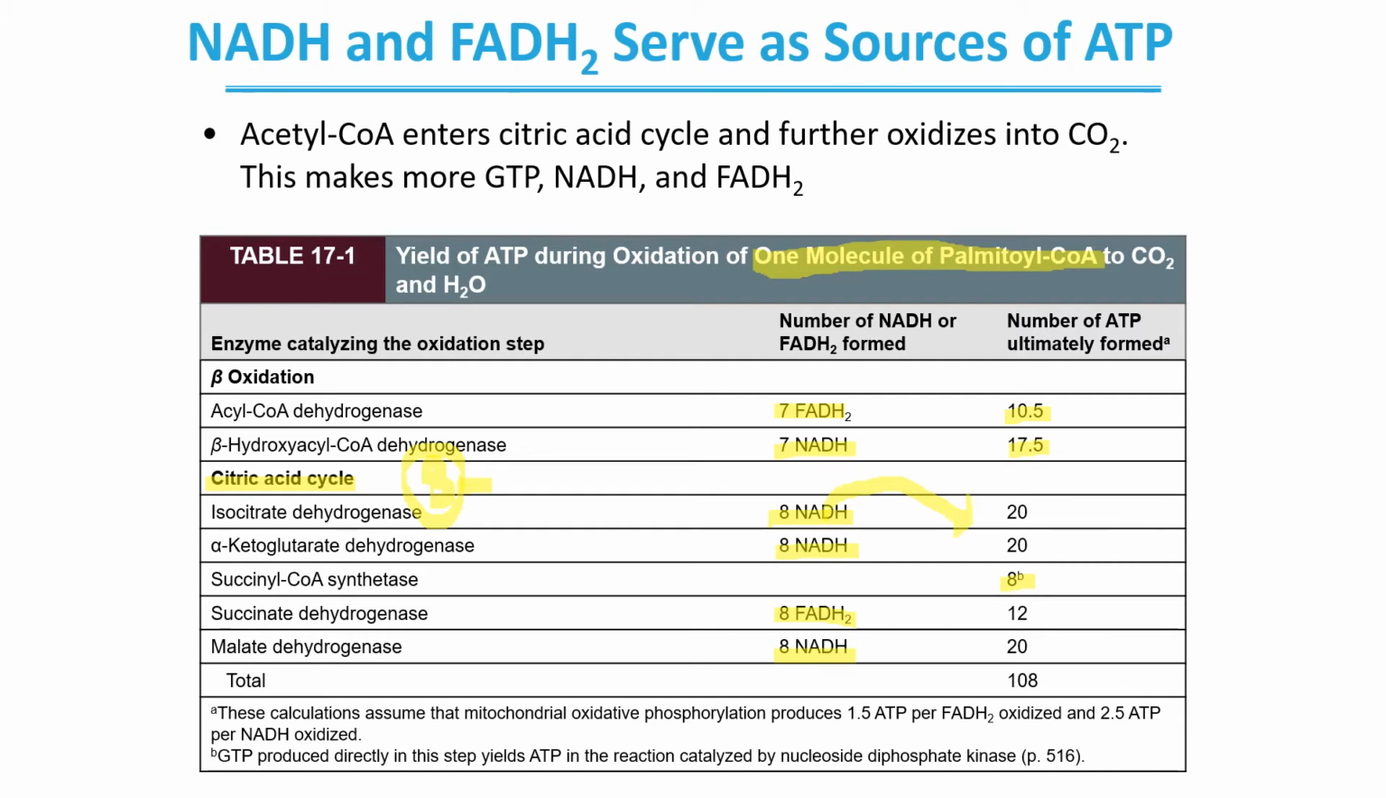From the 24 NADH we get around 60 ATP. Each FADH is equal to 1.5, so 8 FADH will give us 12. And if we add all of these ATPs up, the total number, which you have to memorize absolutely, is 108 ATP molecules by one palmitoyl-CoA. That is one molecule of palmitic acid. Once it is totally oxidized, it will give us a total of 108 ATPs.